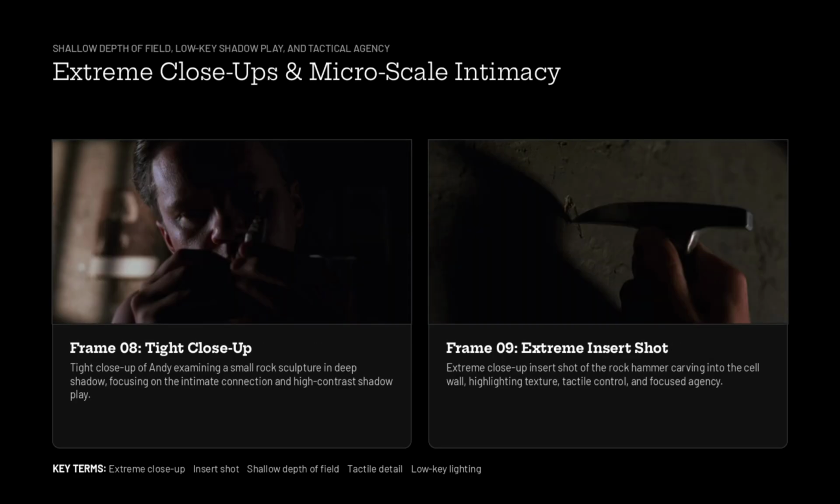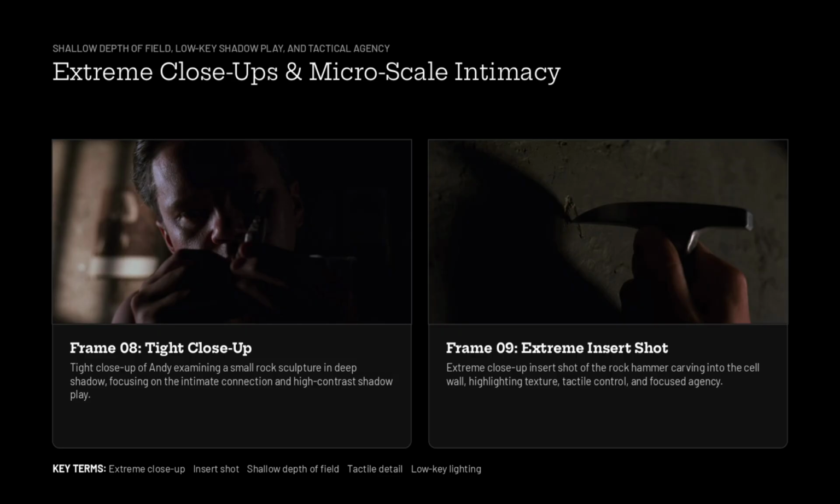On slide 4, we shift from the grand architecture to micro-scale intimacy, using the extreme close-up and insert shot to highlight Andy's quiet resilience. In frame 8, the camera tightly frames Andy's face in near total darkness, lit only by a faint rim light. By restricting the field of view, the frame isolates his internal focus. The extremely shallow depth of field throws the background completely out of focus, removing the prison bars from view and centering our attention on his individual agency.